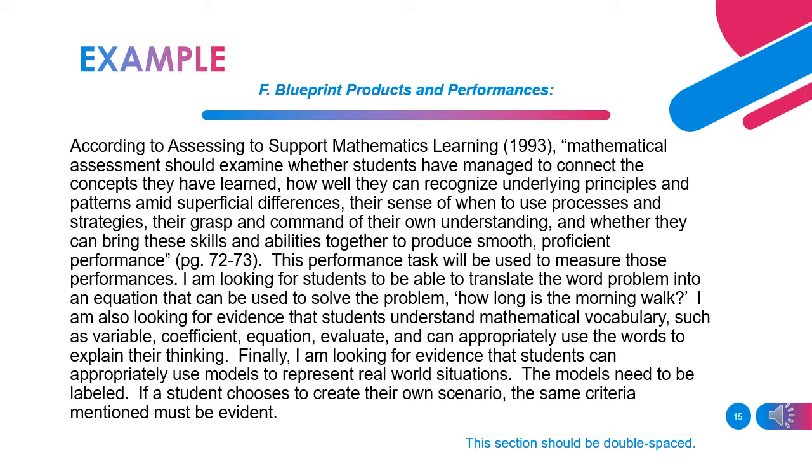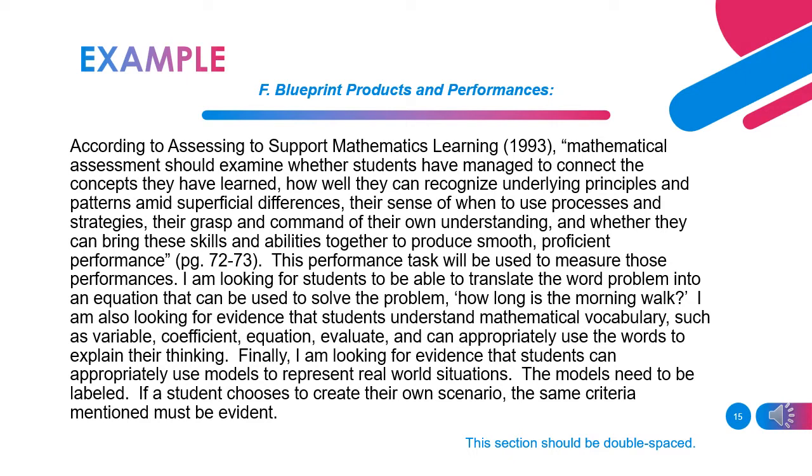This is the example for Section F, Blueprint Products and Performances. You will notice that the author has begun this particular paragraph with a research quote, and she has cited it correctly according to APA style. Then she goes on to speak about the performance task and how this will measure the performances in the unit.